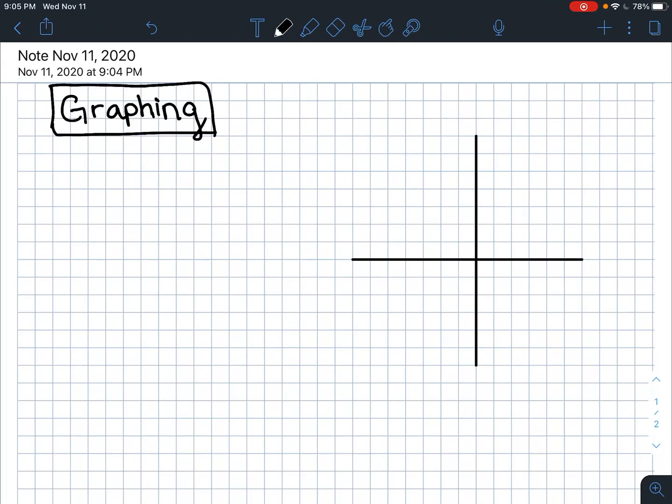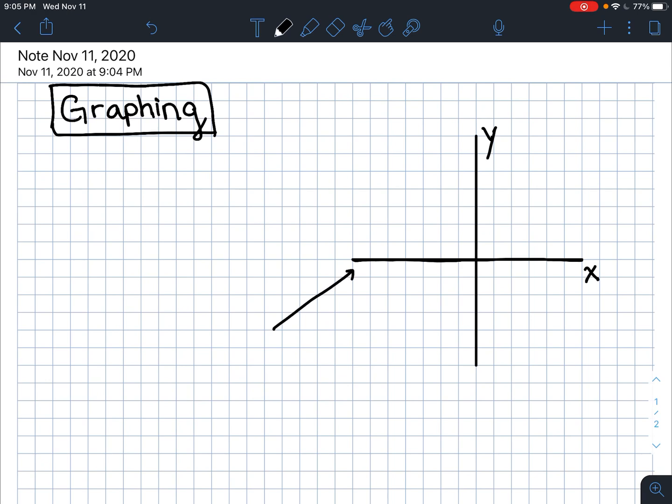Hey, this is a video on graphing. So this is just an introduction to graphing. Okay, so if we want to make a graph, we have what's called an x-axis. So this we call x, and this vertical one up here, we call that the y-axis.